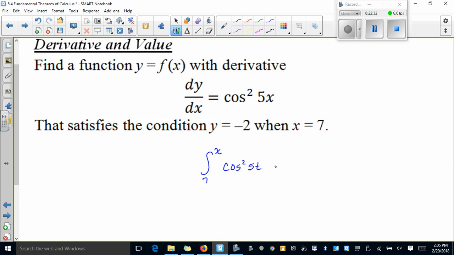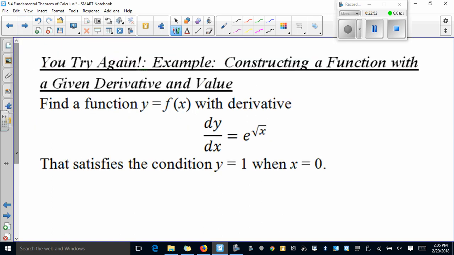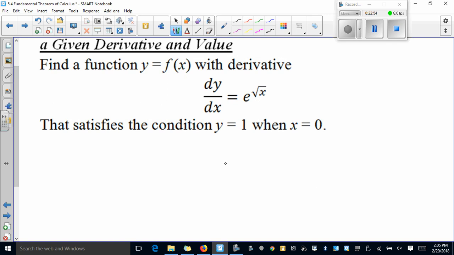Okay, one more. So the integral from 0 to x of e to the square root of t dt, and I want that to be 1 when x is 0. Don't overthink this, it's just a matter of rewriting it to get the answer you want.